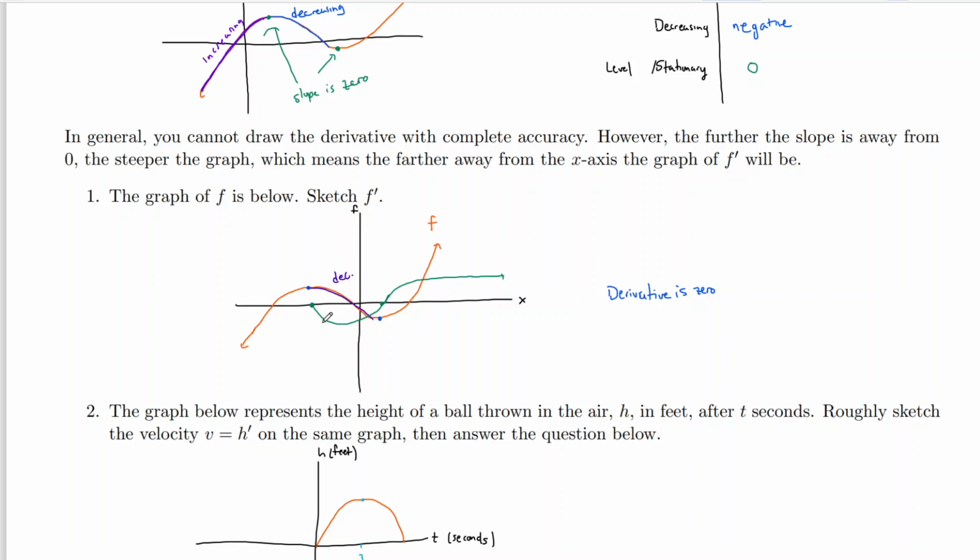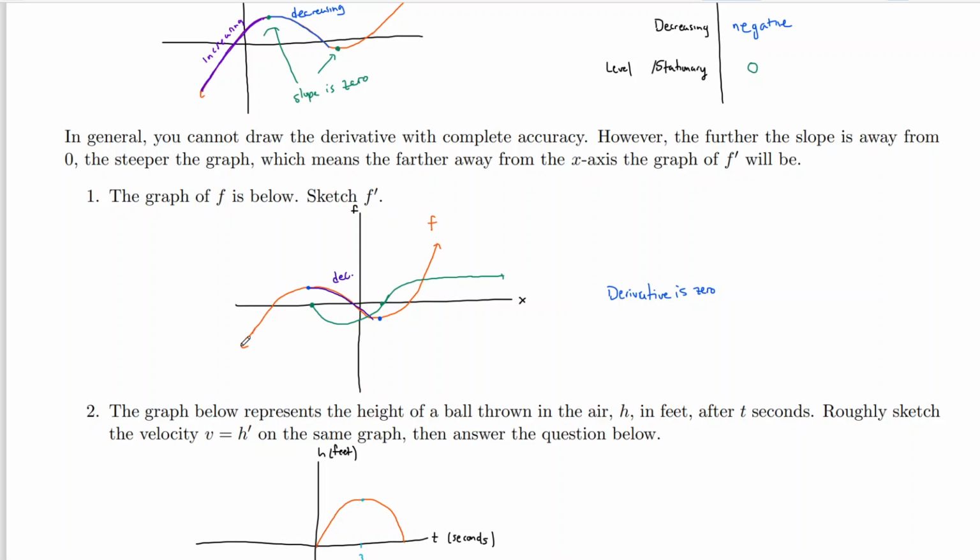All right. Now, once again, you don't have to draw these very accurately. And for the most part, I would just be looking for, do you have these zeros? Do you have where it's decreasing? And do you have where it's increasing? That's the most important thing. But I just want to add in a slightly more detail.